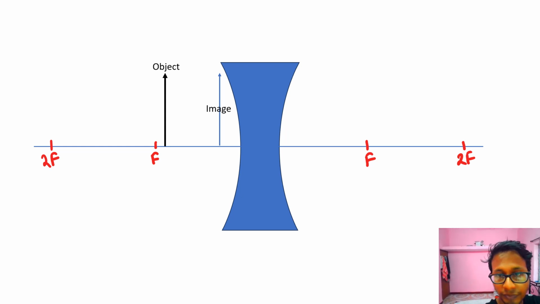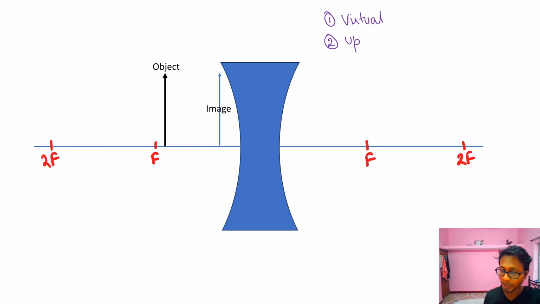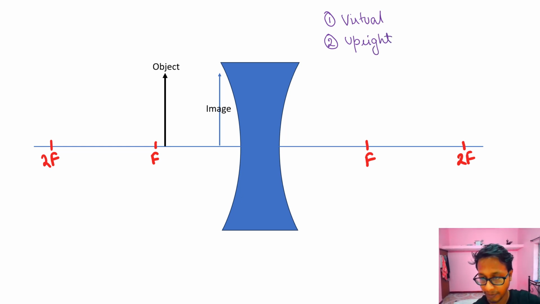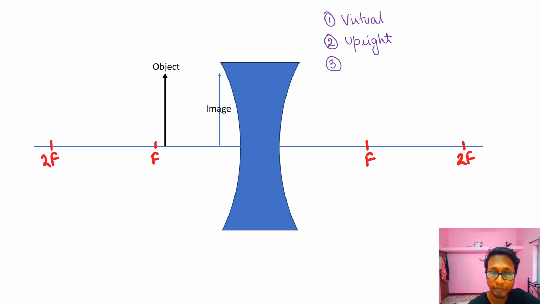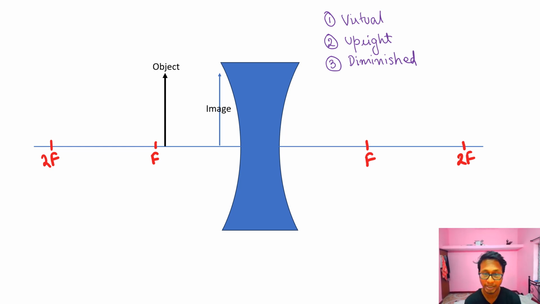Okay, so we'll discuss the nature of image. Image is always virtual, upright. Upright means the orientation of the object is the same as the orientation of the image. Upright, for any optical device, be it mirror or lenses. Inverted image means real image, upright image means virtual image. And out here, the image is diminished. Diminished means the size of image is lesser than the size of object.